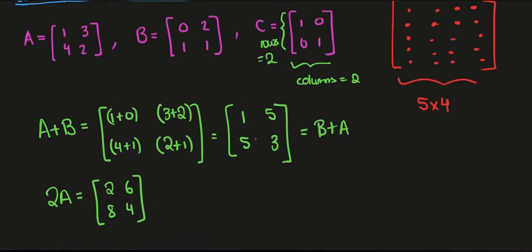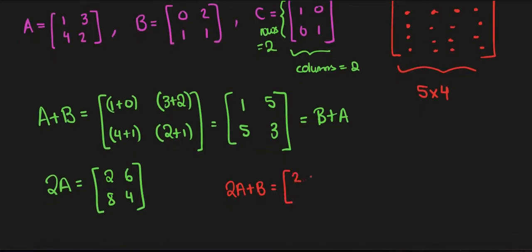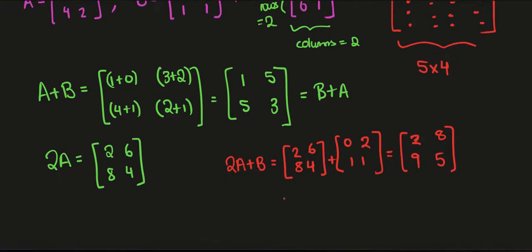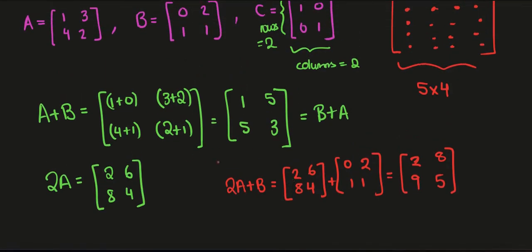Okay, what's something else we could try? Let's try 2A plus B. 2A we know is 2, 6, 8, 4, and B is 0, 2, 1, 1. So now we just add each component together, and we'll get 2, then we'll have 8, 9, and 5. Okay, so addition and subtraction work the same. You just subtract component-wise. And scaling of matrices is quite simple.